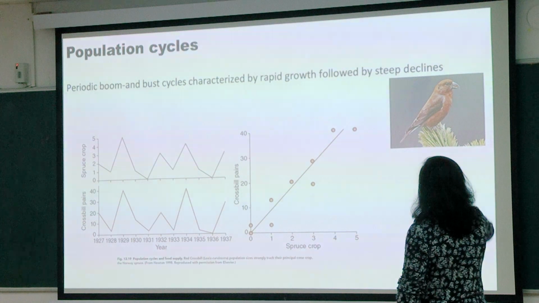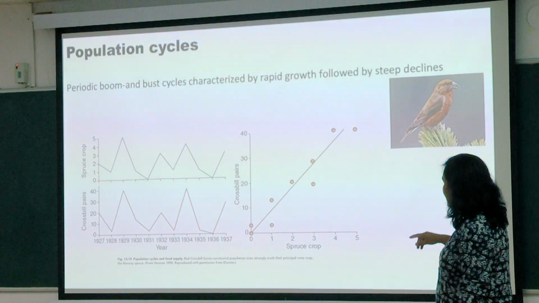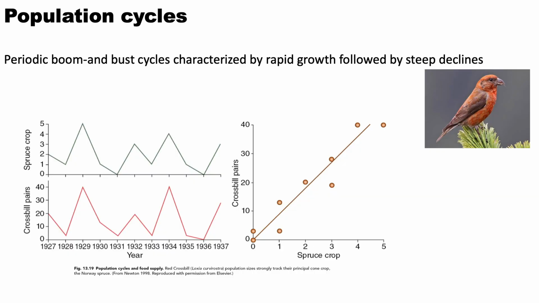One of the examples is these crossbills. They basically track the spruce crop. Crossbills feed on cones, right? They have a very special beak adaptation to pry open cones and feed on them. So they depend on this spruce crop, and because the spruce crop goes through these cycles, they basically track the spruce crop in their population growth as well.